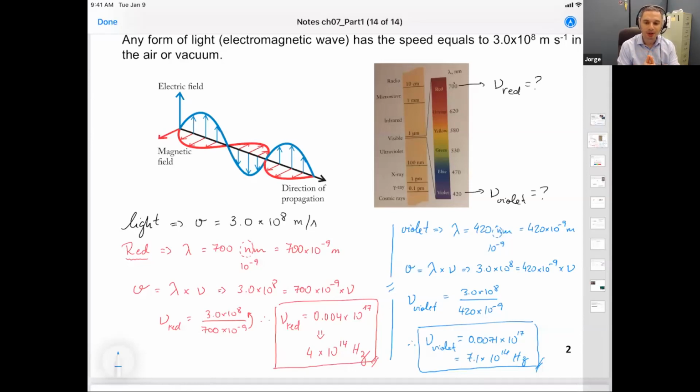As you can see here, violet light has a higher frequency than red light. If we just look at the wavelengths, red light has a higher wavelength than violet. Okay, so that's the correlation between wavelength and frequency. Increasing wavelength will decrease the frequency because the speed has to be constant and equal to 3 times 10 to the 8.